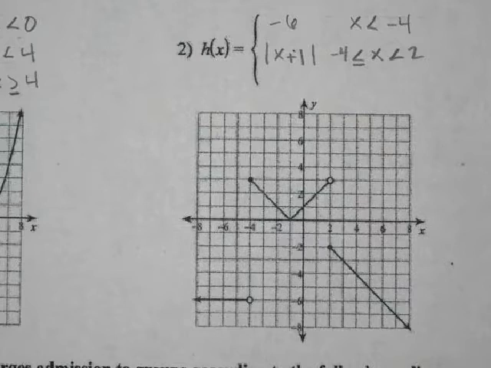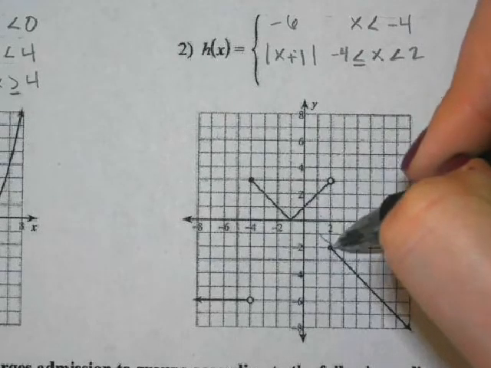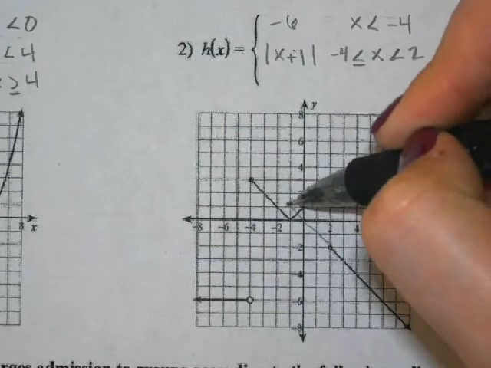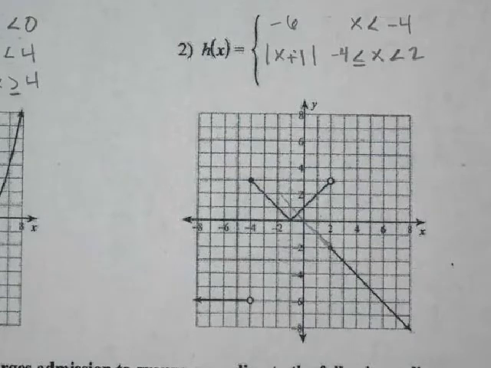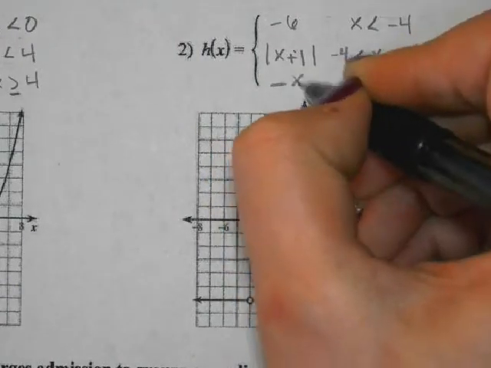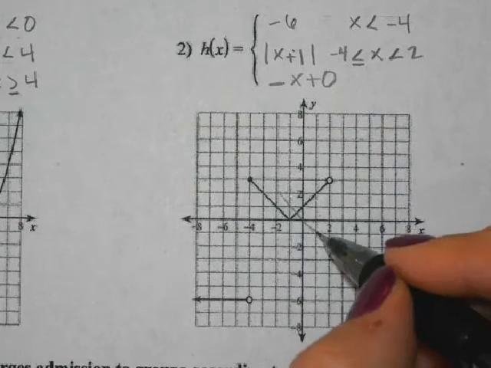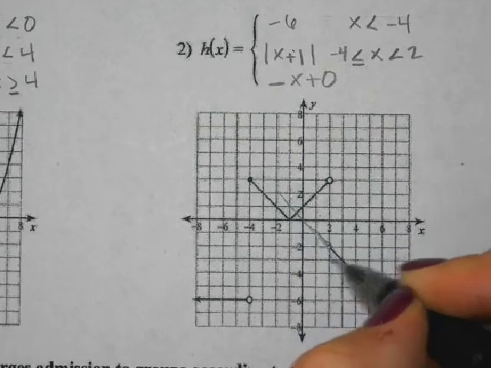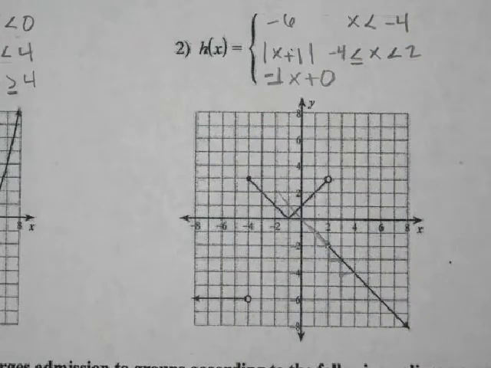Okay, and then last one, we have a straight line. I can't see my y-intercept, so I'm going to go ahead and continue this straight line so that I can see it. So what's the y-intercept? 0. So I have some sort of slope times x plus 0. And what's the slope? Yeah, -1. It goes down 1 over 1, down 1 over 1, down 1 over 1. So it's a slope of -1. So I wrote -1x plus 0.